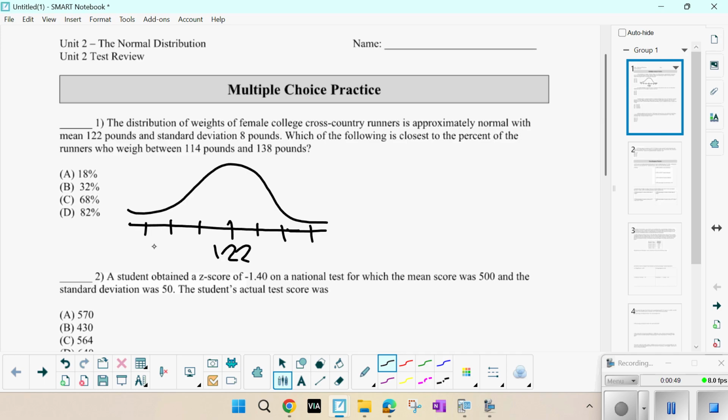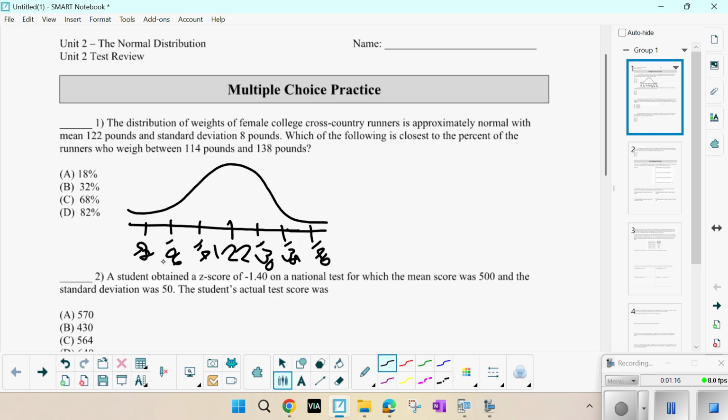So as we go to the right, we're just going to add 8. So this is going to turn into 130. This is 138. And this is 146. And on the left side, as we move away below the mean, we're going to subtract 8. So this turns into 114. This is 106, 2 standard deviations, and then 3 standard deviations is 98.